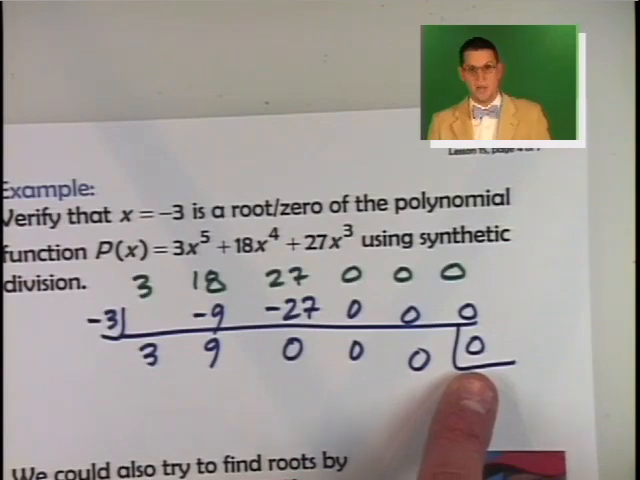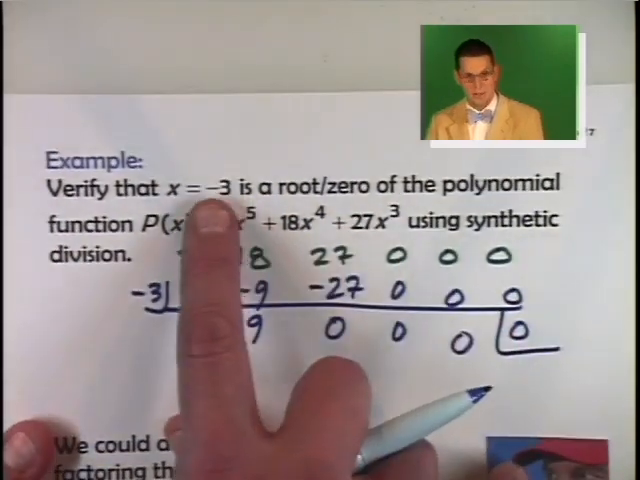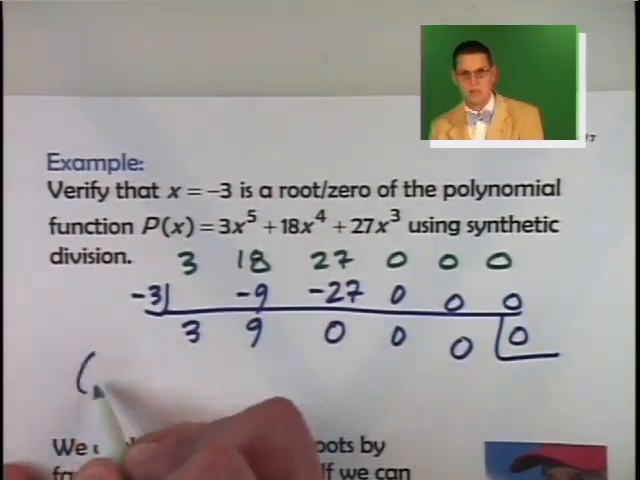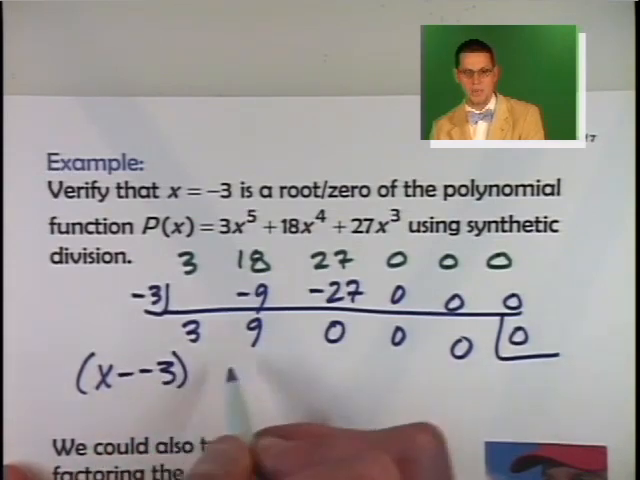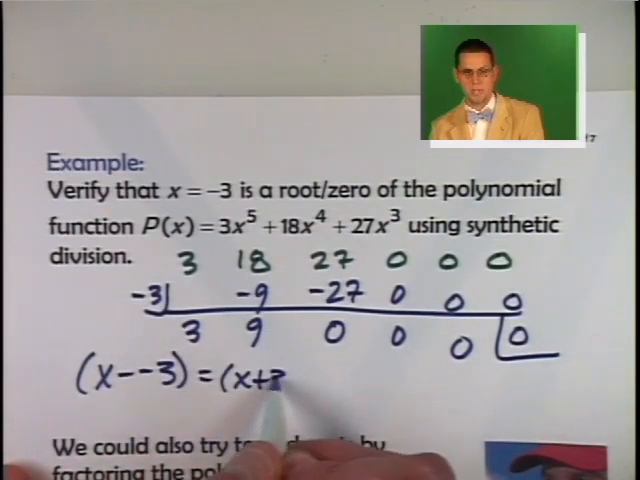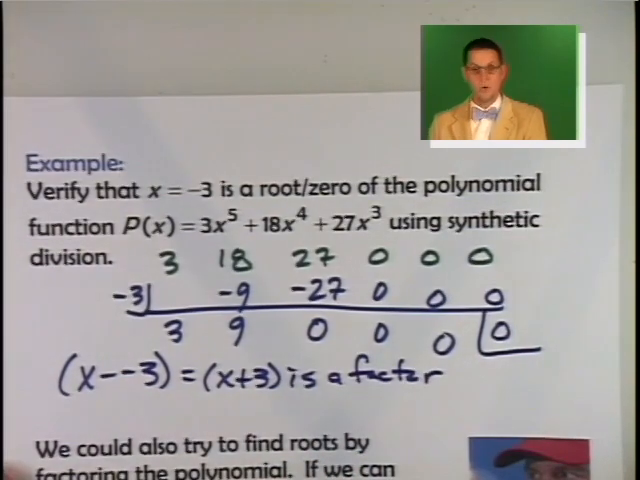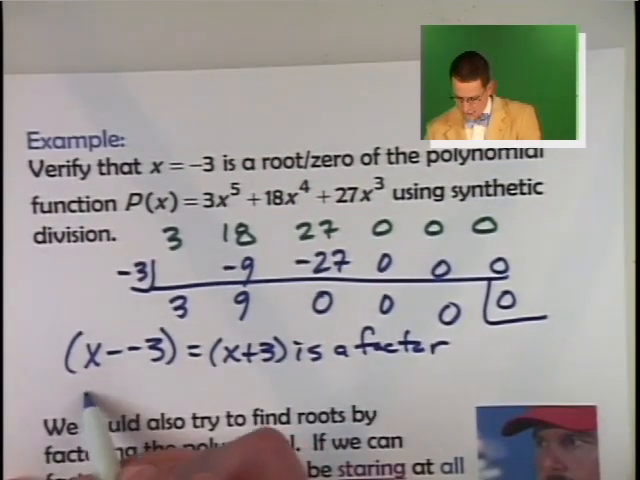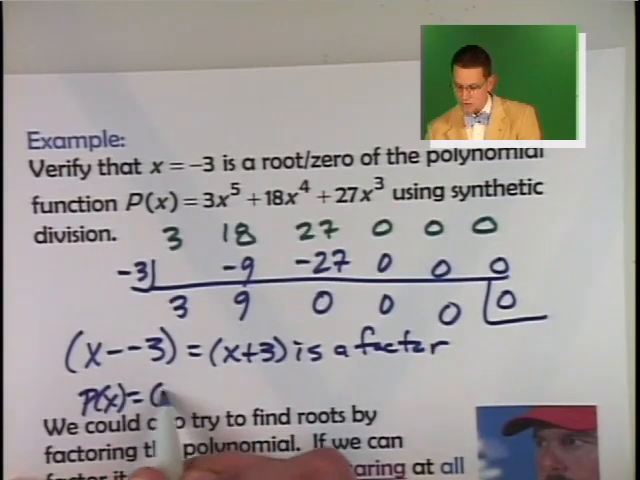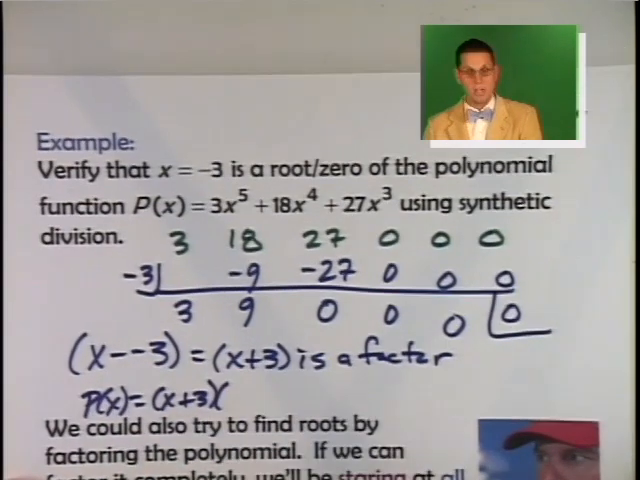So if we get a remainder of 0, that means that this is a root, which means that x minus -3, like I said, which simplifies to x plus 3, is a factor. So once we know a factor, we can now write p of x as x plus 3 times another factor.